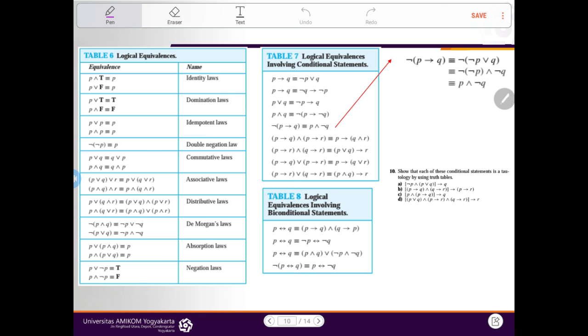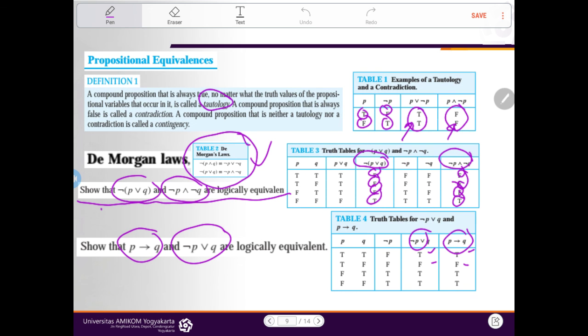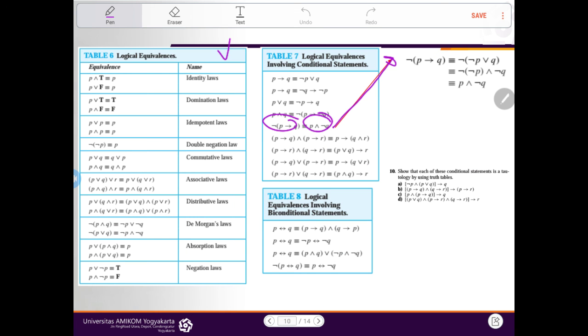These are some properties that you can prove by using the truth table. For example, here, as I said before, this is the same. Yes, the same. The tool is the truth table. We can check by ourselves.